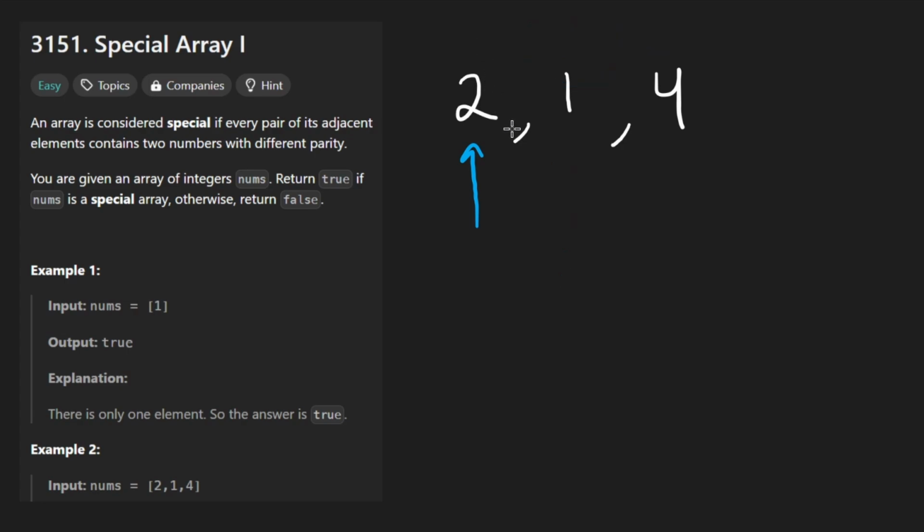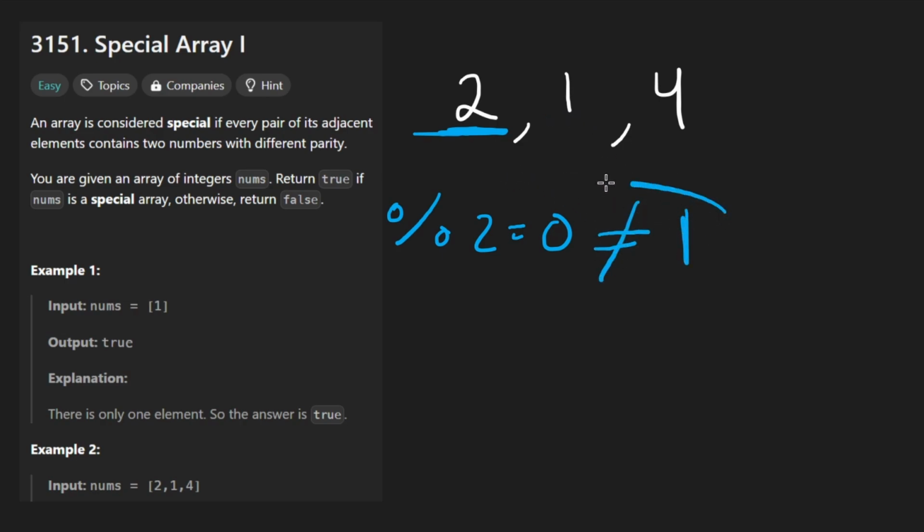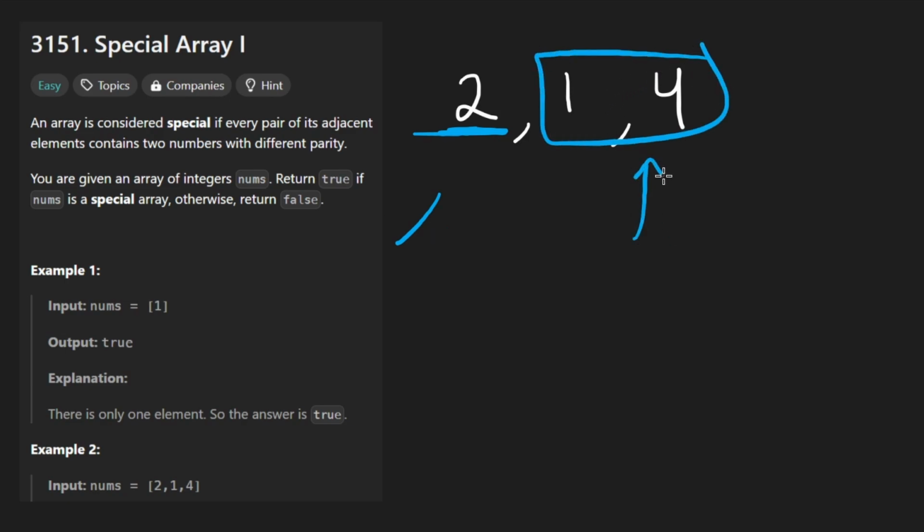And what we're specifically going to do is just take this number, mod it by 2, we're going to get 0. Take this number, mod it by 2, we're going to get 1. These are not equal. That's good. We continue. We always expect them to not be equal. If they were ever equal, then we would return false. That's not the case right now. We look at the next pair, again, not equal.